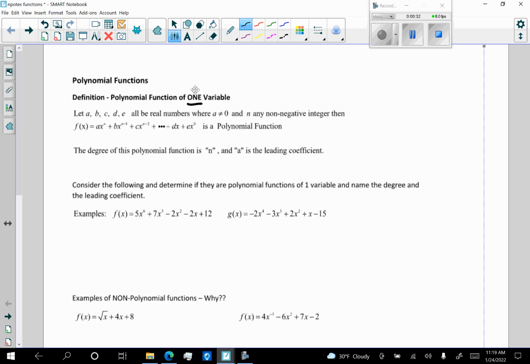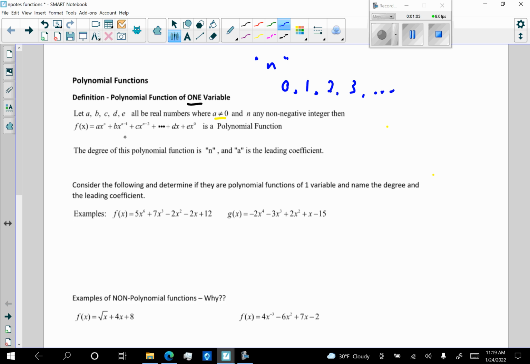So let's look at the definition of a polynomial. We're going to let the a, b, c, d, and e be real numbers, and we're going to make sure that a does not equal 0. And n is going to be any non-negative integer. So n could be these numbers right here. Non-negative integers, so n is going to be something like 2, 3, ... Whole numbers, actually. So the n is going to be a subset of those numbers.